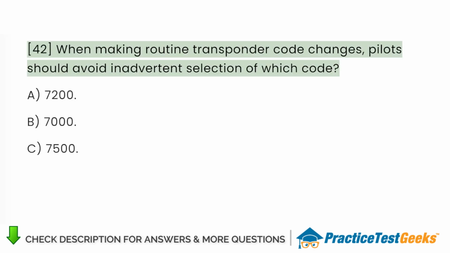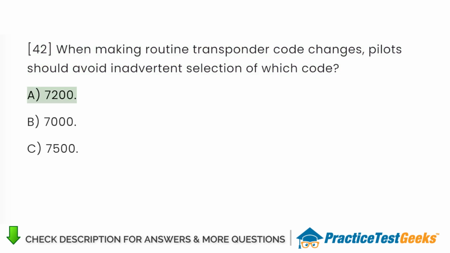When making routine transponder code changes, pilots should avoid inadvertent selection of which code. A. 7200. B. 7000. C. 7500.